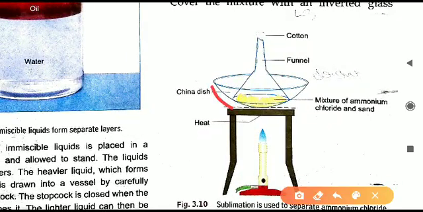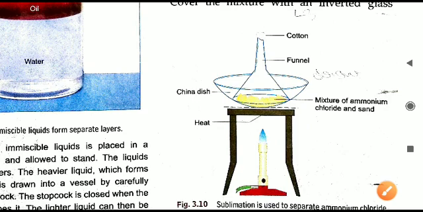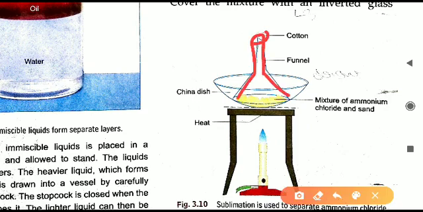We'll take the mixture in a china dish. This is the china dish I have shown with the red color. In this we have taken the mixture. You can see the mixture is kept there. Above this we have taken a funnel. This is the funnel. We have covered the mixture with the funnel, and at the upper part we have placed the cotton, because an opening is there, we have to close the opening also. And below this we have to heat this, and on heating what will happen?